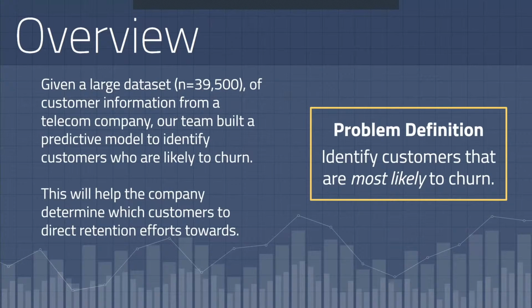The problem definition for this project was to identify customers that are most likely to churn. By doing this, we were given a data set of customer information from a telecom company. Our team built a predictive model to identify customers who are likely to churn. This will help you, the company, determine which customers to direct retention efforts towards.